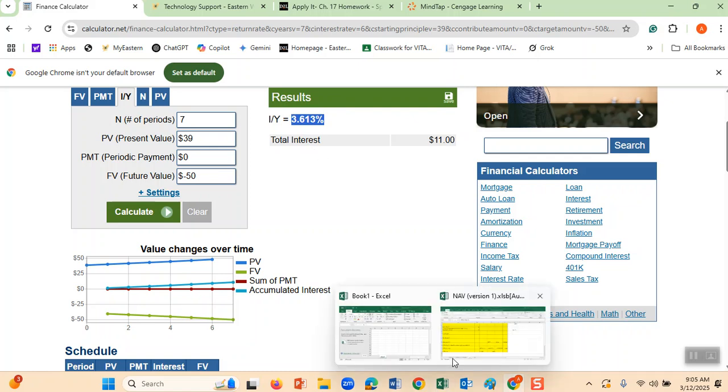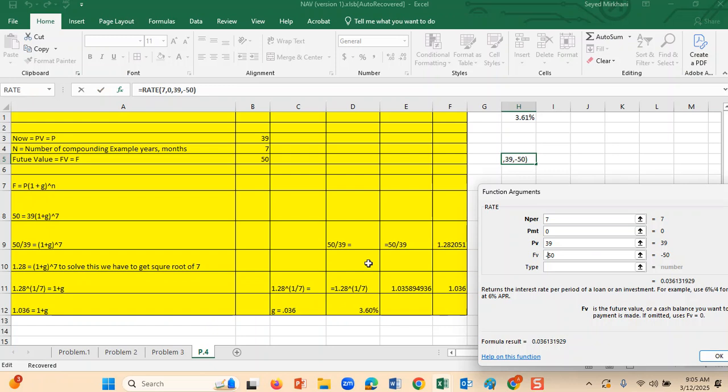I use Excel and I come here. It looks a little bit strange, but I will show you step by step. You are a business student and you are going to be a financial manager. And if you are a financial manager, you are supposed to be able to use Excel. You are supposed to be utilizing these tools.